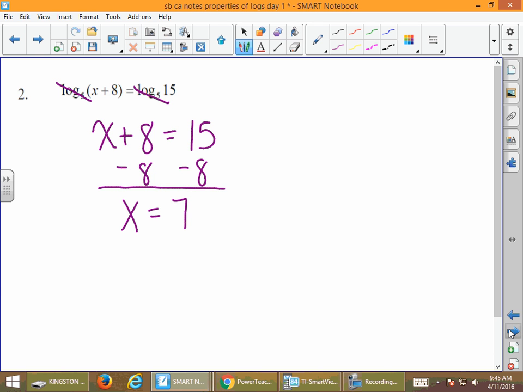And once we get our answer, we need to check for extraneous solutions. So that means that we're going to go right back here, and that value needs to be positive. In the 15, we're lucky enough we don't have a variable there, but that number has to be positive. When we put 7 back into here, will 7 plus 8 give us a positive number? Yes. So 7 is a solution to our problem.